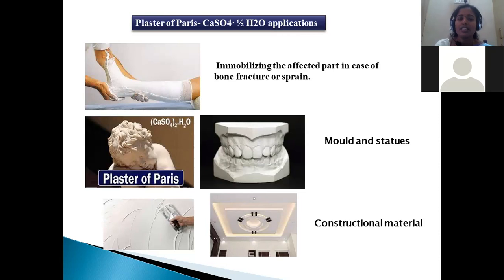During the bone fixing process, plaster of Paris can be employed to avoid the mobilization of bone, so it can be applied in bone fixing, right? Another application is to construct molds and statues. To take a mold, to get the size of that mold, in order to make artificial teeth or any artificial ingredient to manufacture, this plaster of Paris can be used as a mold, right?